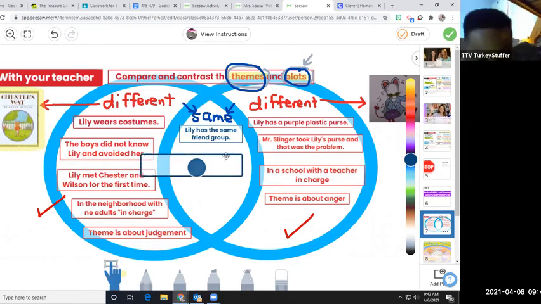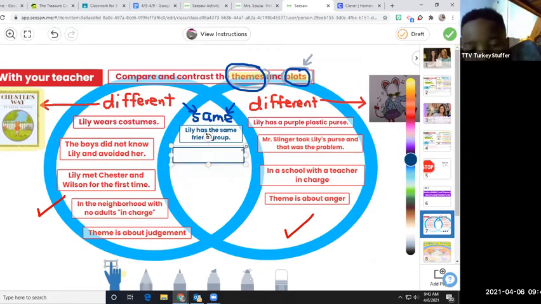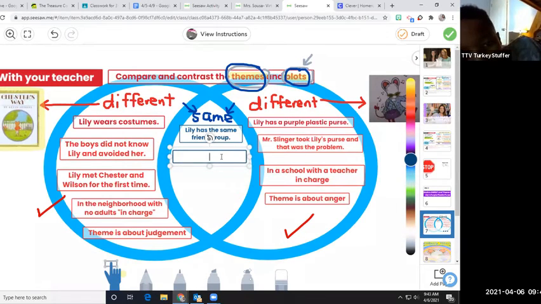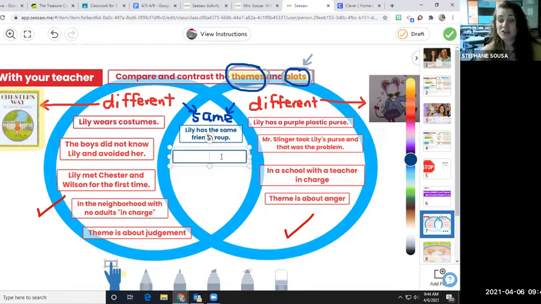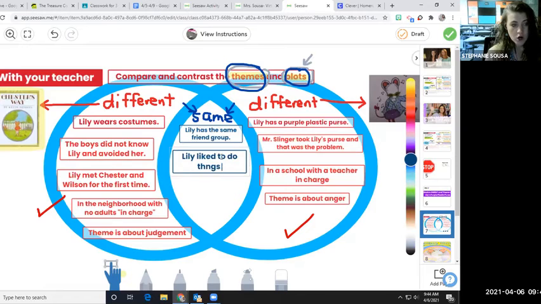Something that was the same is that they both went their own ways. They did. In Chester's Way, the boys like to do things their way. Lily liked to do things her way. And guess what? In Lily's Purple Plastic Purse, she still wanted to do things her way. She wanted to show her purse when she wanted to show it. So yes, in both texts, Lily liked to do things her way.